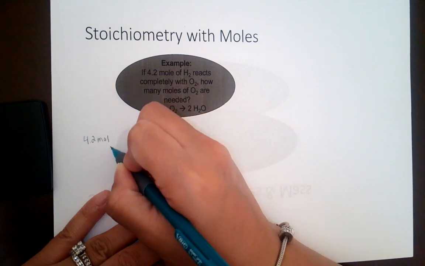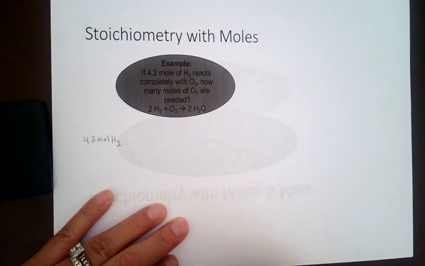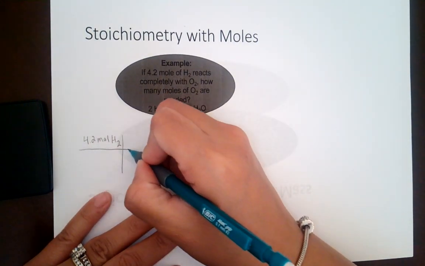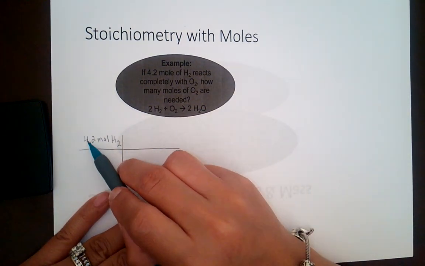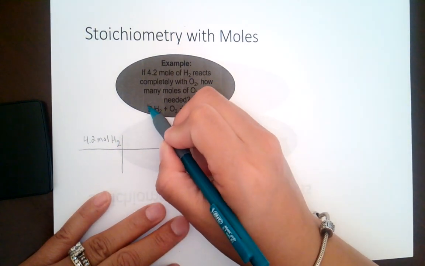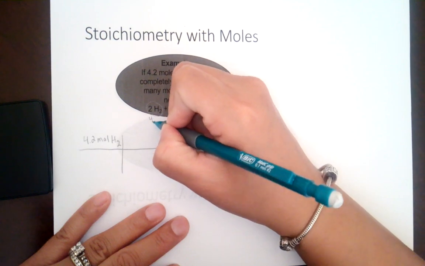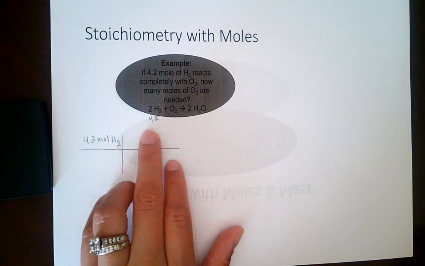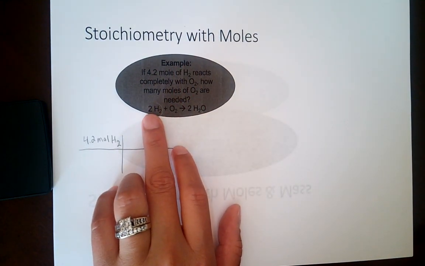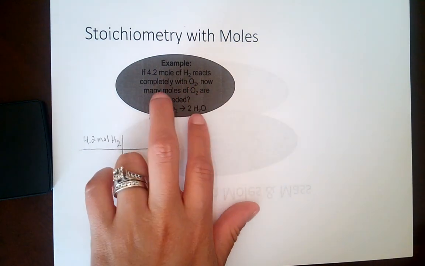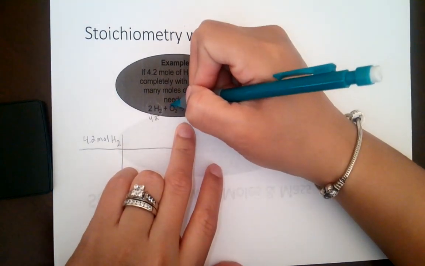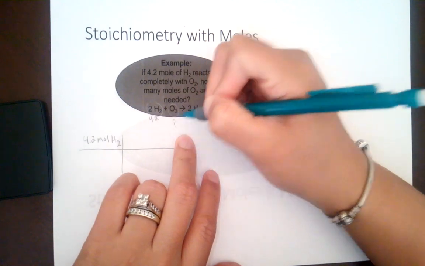4.2 moles of H2. This is what we know. This is what we have. Okay, so we have 4.2 moles of H2. That means, guys, that we have 4.2 of this. Now, what do they want to know? They want to know how many moles of O2 are needed. So how many of this do we need?